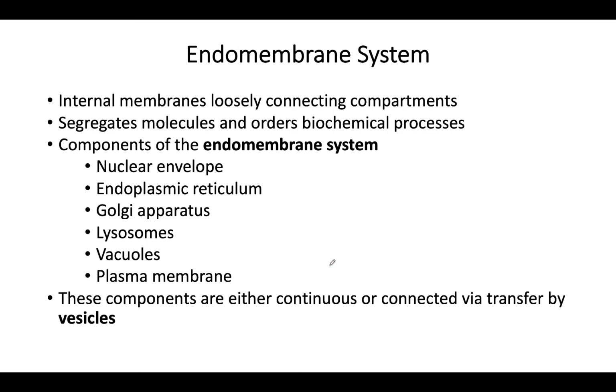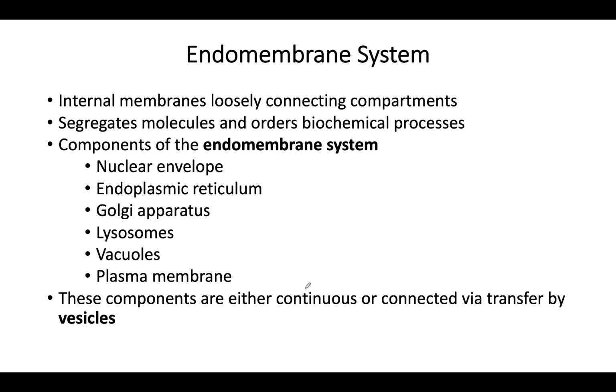Endomembrane system: internal membranes, loosely connected compartments, segregate molecules and order biochemical processes. The components of the endomembrane system are the organelles inside the cytoplasm that have a membrane-bound system. For example, nuclear envelope, endoplasmic reticulum, Golgi apparatus, lysosome, vacuole, plasma membrane. These form the endomembrane system. You can simply understand that all these organelles carry membrane-bound structures.